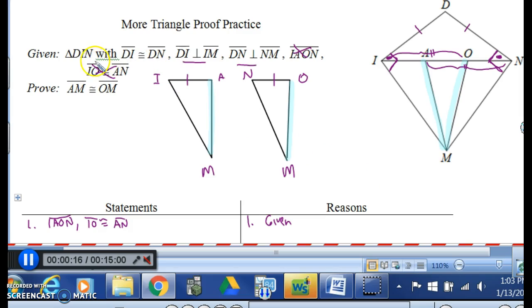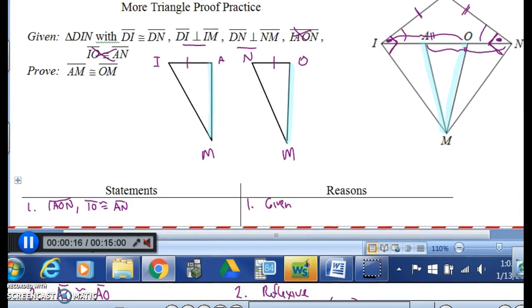So if I look at my given here, I have triangle DIN where DI is congruent to DN. These two sides are congruent. Well, what does that make that? It makes DIN an isosceles triangle. And what do we know about isosceles triangles? That their base angles are congruent. So that would get DIN congruent to DNI.